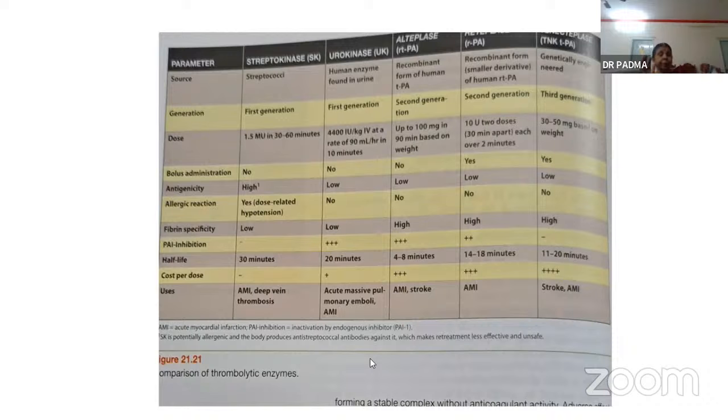With urokinase, almost all the five are lessened. The first three are never there. Hypotension and bleeding are there with all of them, but considerably lower compared to streptokinase. All of them are given by IV infusion, except tenecteplase and reteplase, which are given by bolus. So the only difference with urokinase is that it is obtained from human urine.